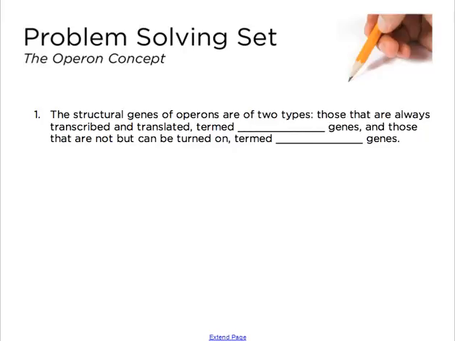For the ones that are transcribed and translated always, these are termed in genetics and biology constitutive genes. For the ones that aren't always transcribed but can be turned on, those are termed inducible genes. So we'll see in the next section on the lac operon, that is an inducible operon that has inducible structural genes, that they're not always transcribed but they can be turned on.